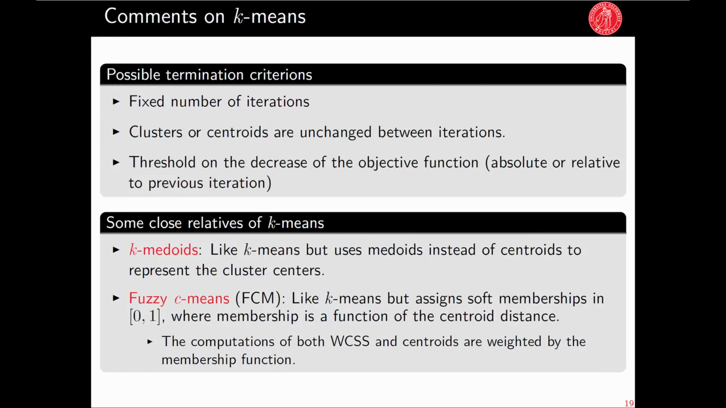We can then also still use the same objective function, the within-cluster sum of squares, but then weighting the contribution by each class member to the centroid based on its distance to the centroid.